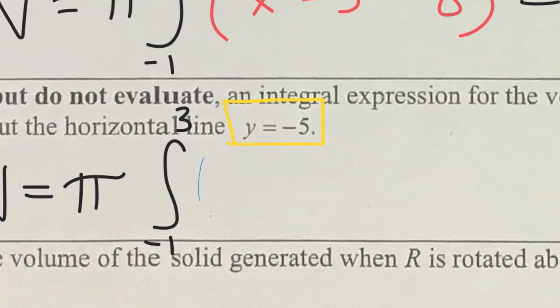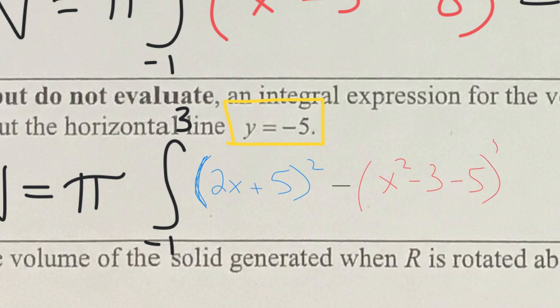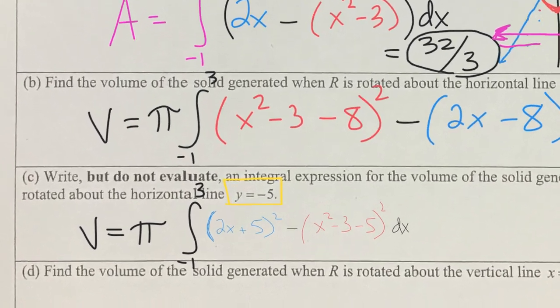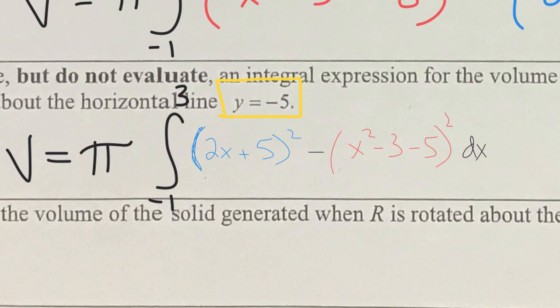So the farther radius becomes 2x minus -5, which is plus, so (2x plus 5) squared, minus, let's see, what was it? It was x squared minus 3 minus -5, so that's going to be (x squared plus 2) squared, and then of course dx. Okay, so it says write but don't evaluate, so that's really all we have to do. There are no f's and g's here, so you have to use your functions. We'd have a plus 2 in here if you were going to simplify before you put it into your calculator.